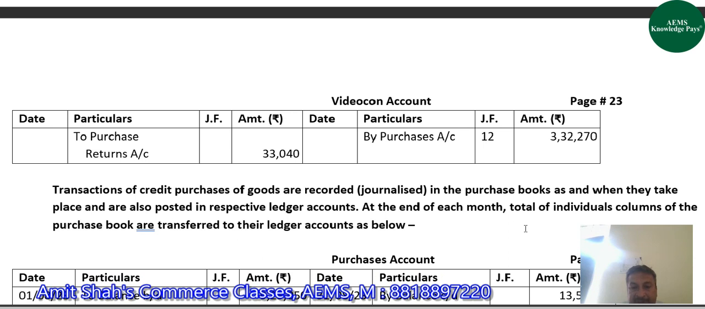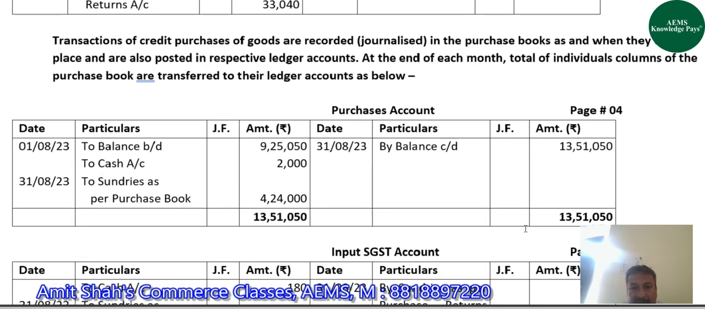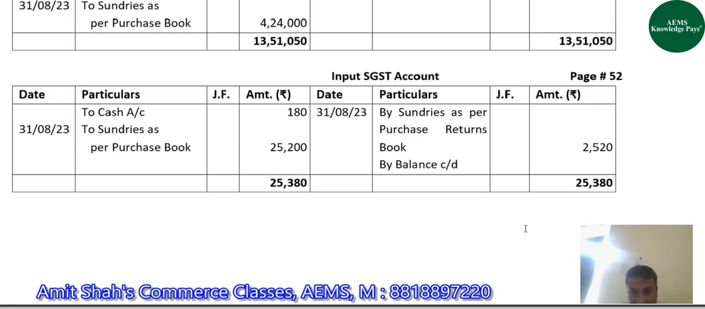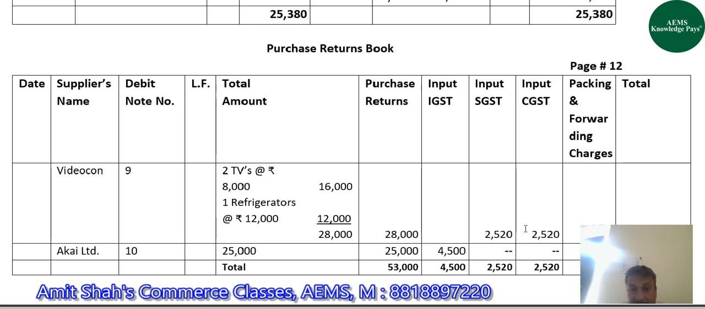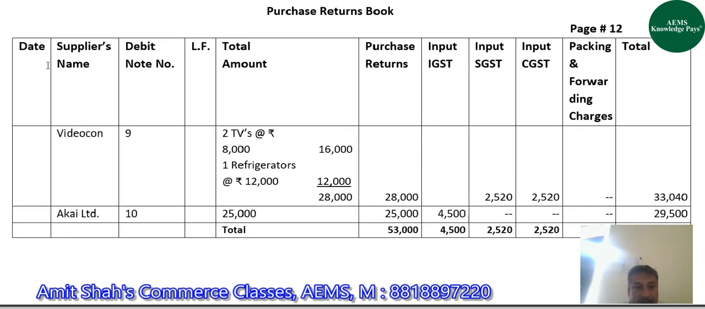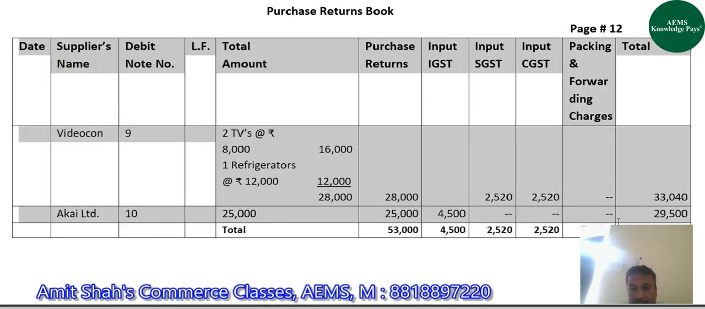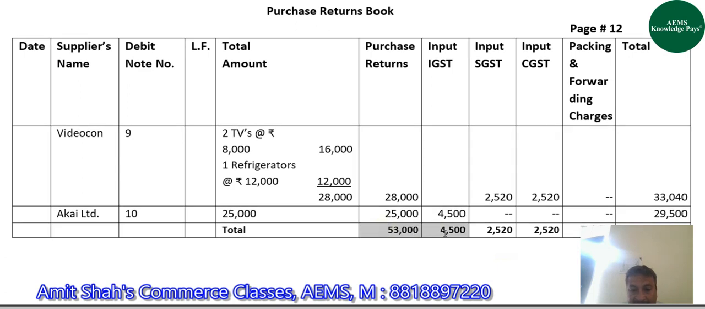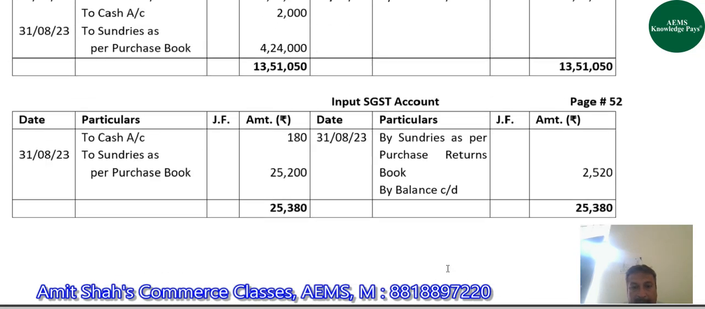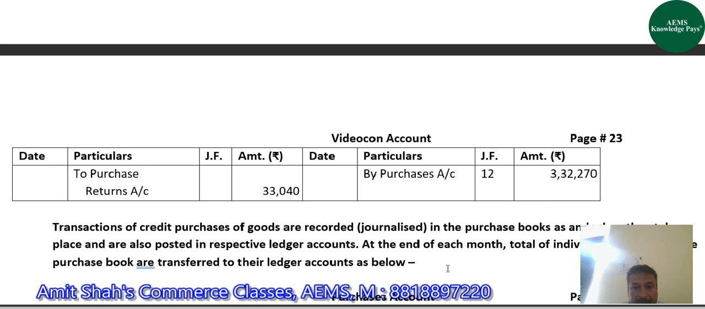So as far as the purchase return book is concerned, we have closed this book for the month of August, and after that we have transferred these balances to their respective accounts. But yeah, the input IGST account I have not made yet. I need to make that also.